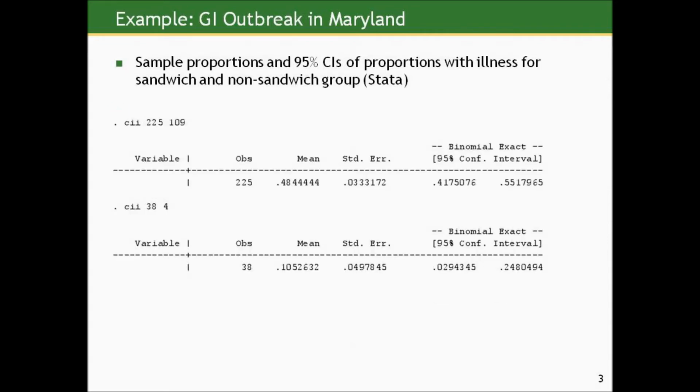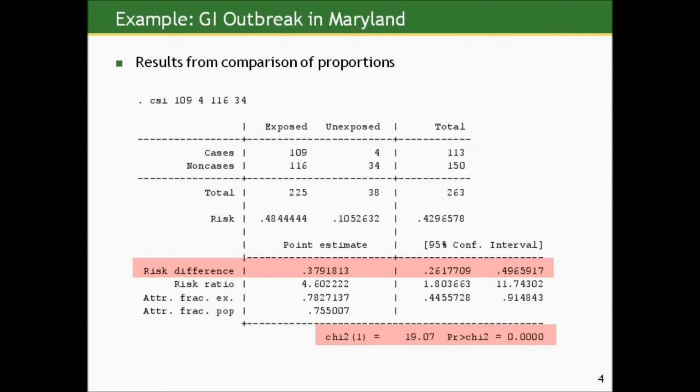Here are the sample proportions and 95% confidence intervals with illness for the sandwich and non-sandwich groups, respectively. So the first one, using the CII command, roughly 48% of those who bought a sandwich in the sample got sick, as compared to 11% of those who bought something else. And you can see that the confidence intervals don't overlap, indicating that there might be some distinction in the proportion between the sandwich eaters and non-sandwich eaters. But of course, if we actually wanted to estimate the difference in those affected between the 2 groups and put confidence limits on it, we'd need to go to the 2-sample comparison approach and use the CSI command.